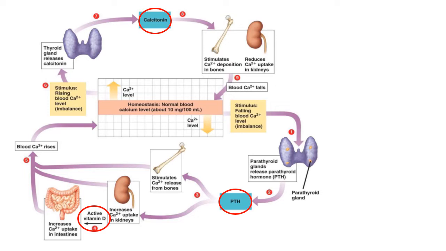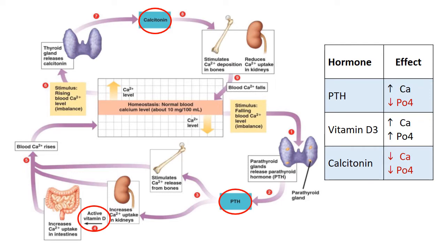On the other hand, if there's an increase in calcium levels above normal, it acts on the thyroid gland to release calcitonin, which in turn causes calcium deposition in the bone and increases calcium excretion through the kidneys, again to restore calcium levels to normal.